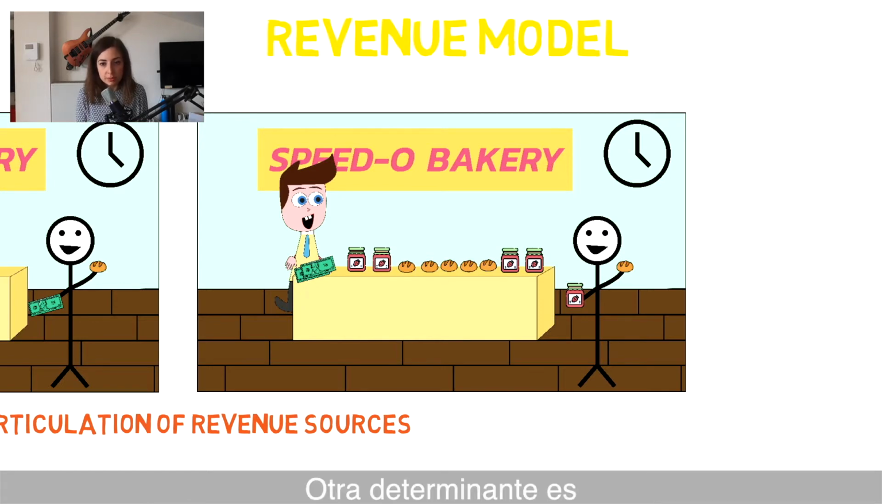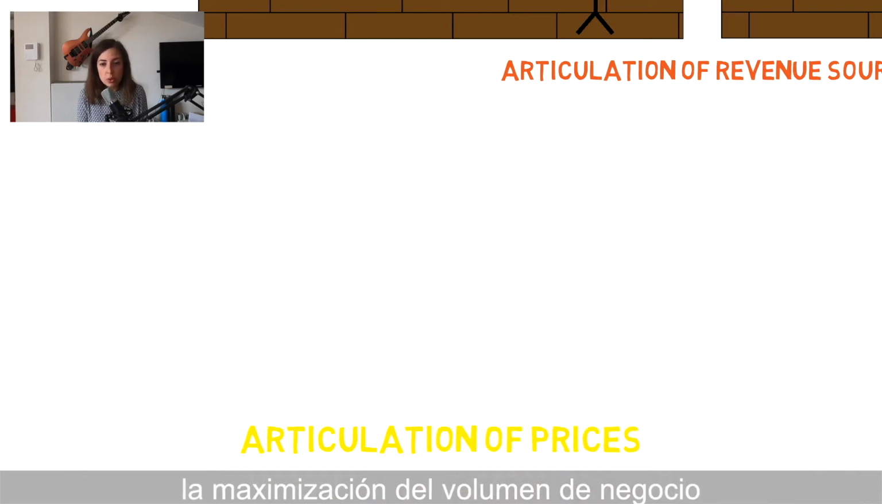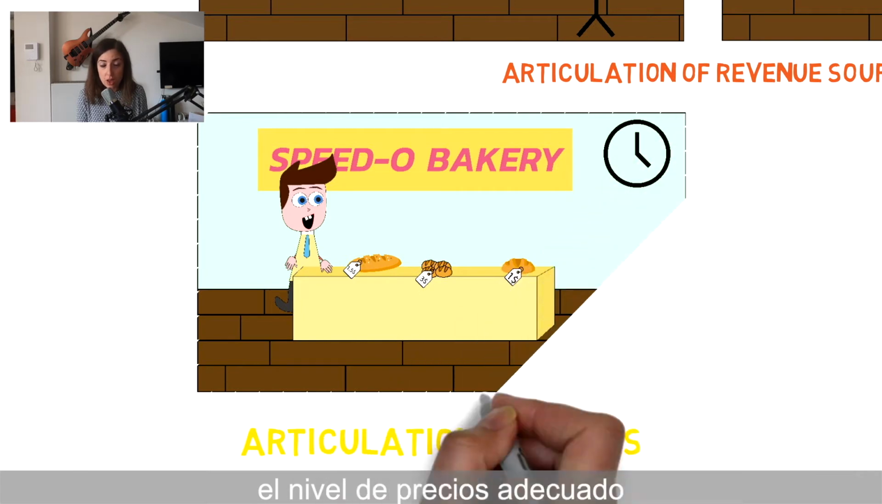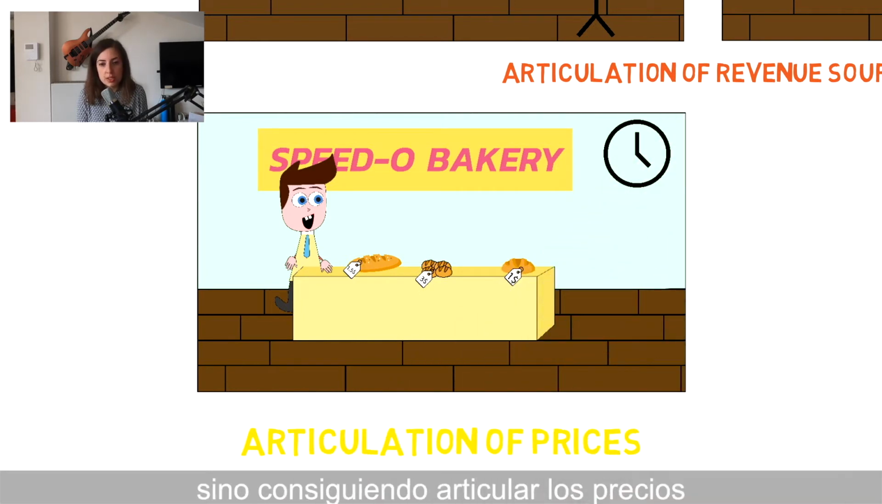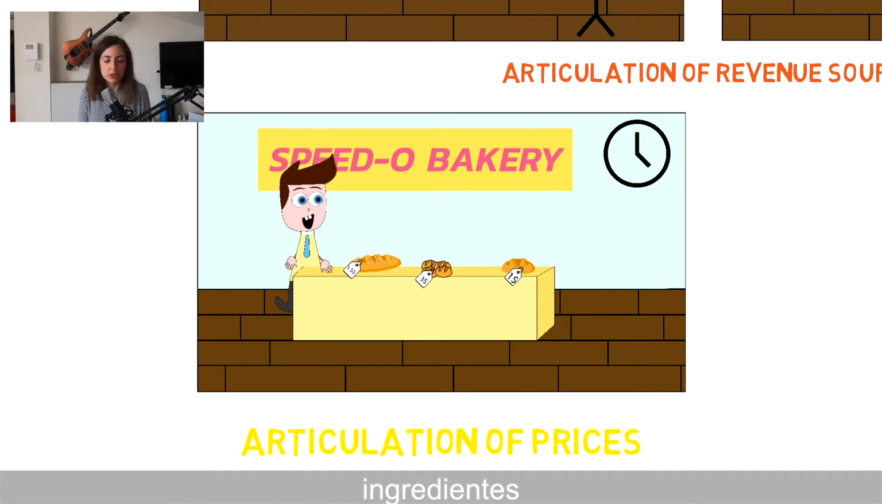The other determinant is articulation of prices. Maximizing turnover is achieved not so much by finding the right price level, but by managing to articulate prices so that different groups of customers pay different prices depending on their price sensitivity. Price customization must be accompanied by a differentiation of what is sold, so as to justify different price levels. Bread of different size, for example, or of different ingredients.